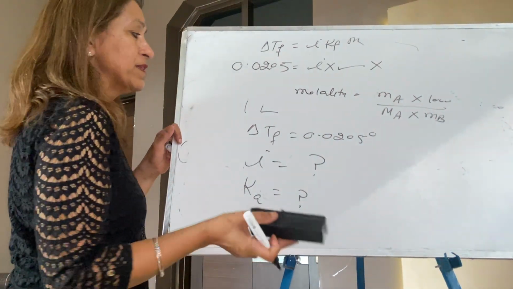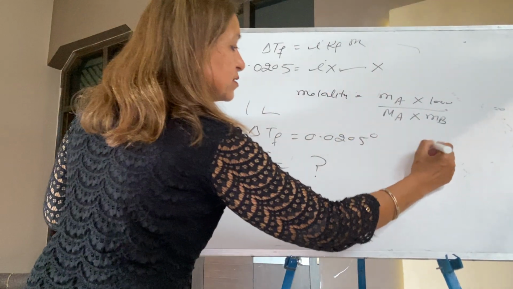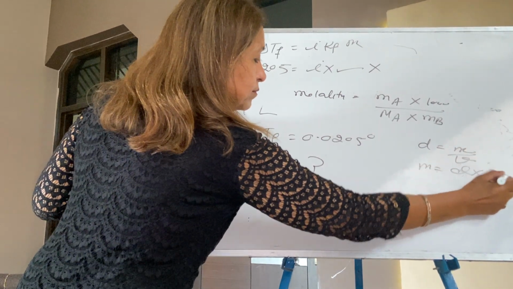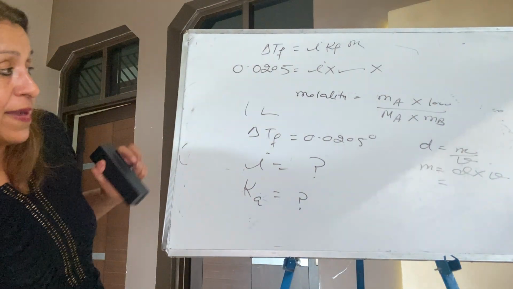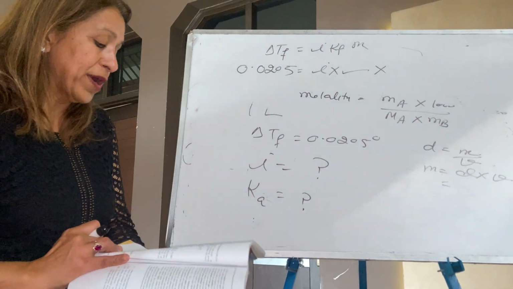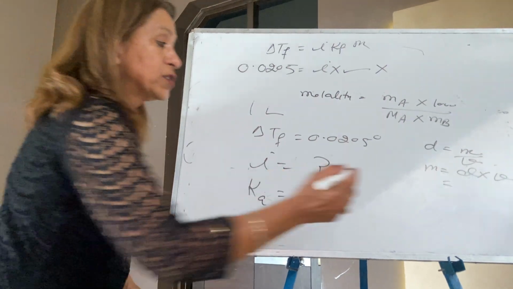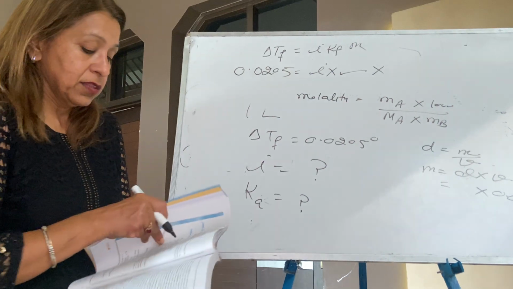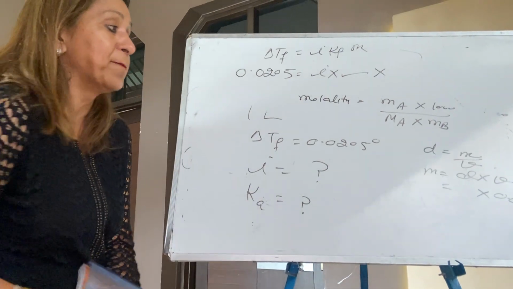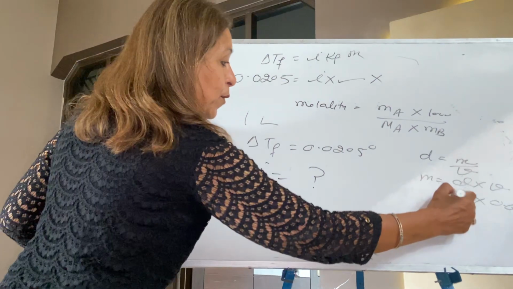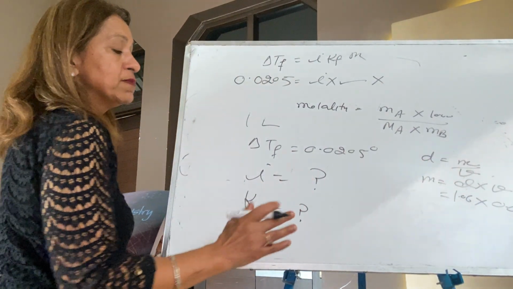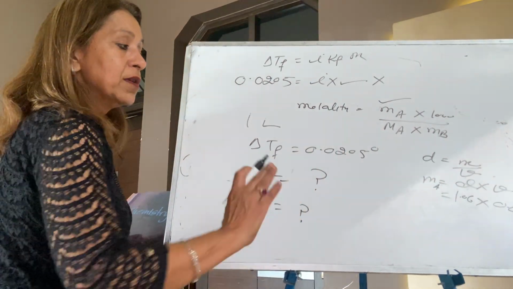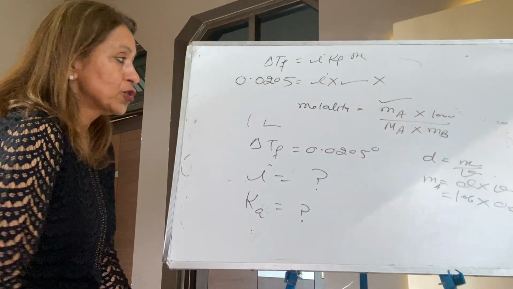Because its volume is given, you can convert it into mass. Density is equal to mass by volume, and mass is equal to density into volume. What is the density and what is the volume? You may mention right here. It is 0.6 ml acetic acid. Right here 0.6 ml multiplied by density. The density is 1.06 gram per ml. 0.6 times 1.06, whatever the mass comes, put it here. It's the mass of solute. So this is for the molality.